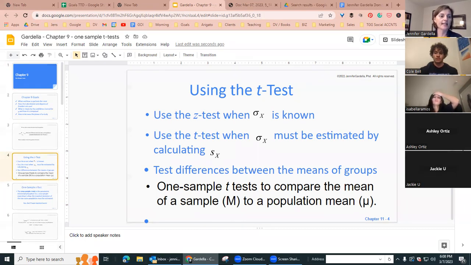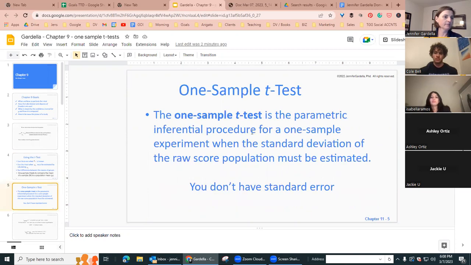The t-test just compares two means and then puts it over a standard error. So this is known, and these are just big buzzwords that you have to start to get used to. This is a parametric test, and when we do z and t stats, that is inferential statistics.